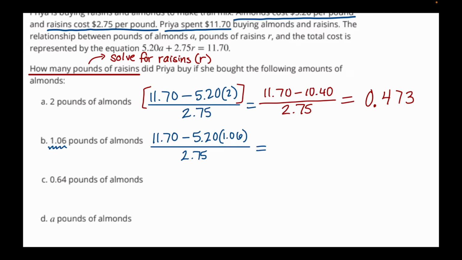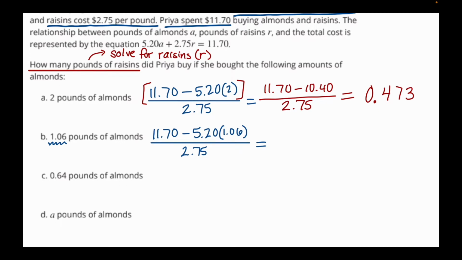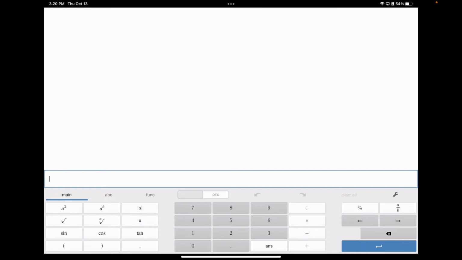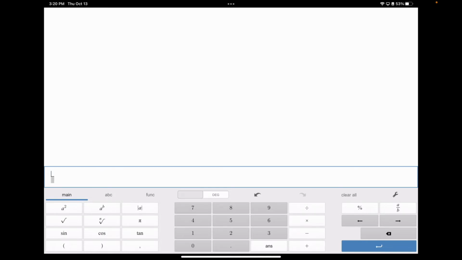So 1.06, just trying to make sure I can remember all of these here. So let's open up the Desmos graphing or scientific calculator here. I'm going to use this button over on the right underneath what looks like a little wrench that has an A and B on it. That's going to create a fraction for me. So then I can type my 11.70 and I can subtract my $5.20, multiplied by 1.06 pounds of almonds.